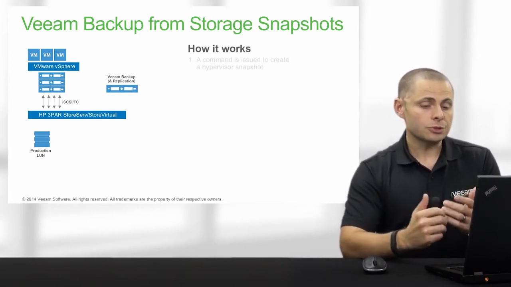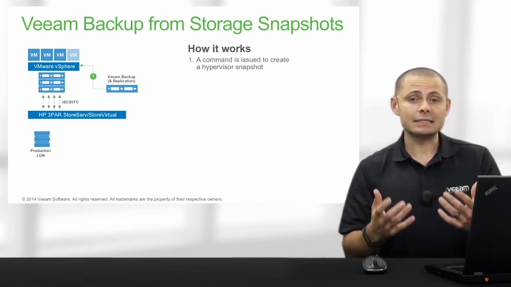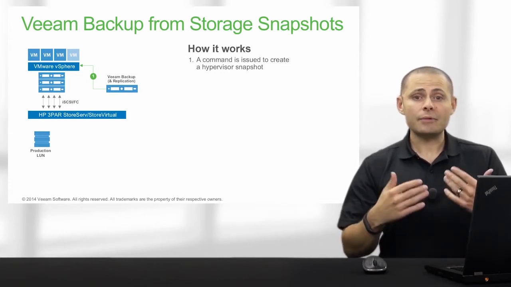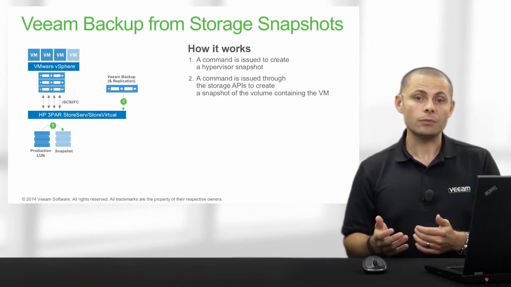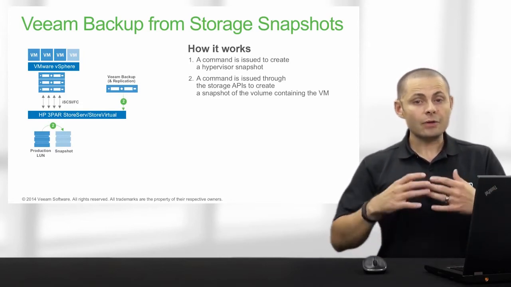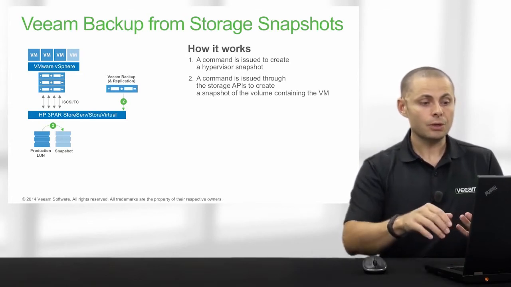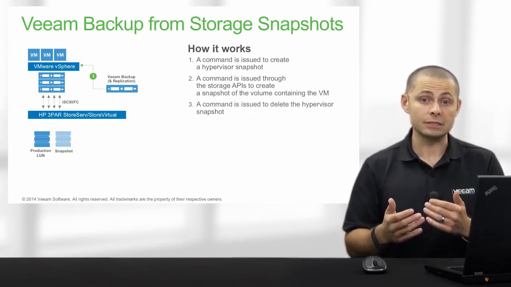First, Veeam calls to the virtual infrastructure for a hypervisor snapshot. This allows Veeam to get a consistent state of the application in the virtual machine. Once we have the virtual machine snapshot, we can then call to the primary storage and create the hardware snapshot. Now that we have the hardware snapshot, which contains the virtual machine snapshot within it, we can call back to VMware and have VMware delete the VM snapshot.